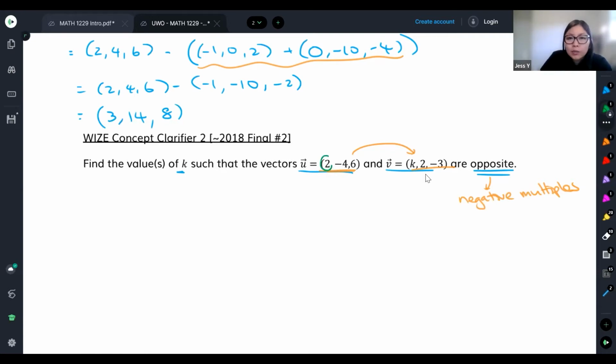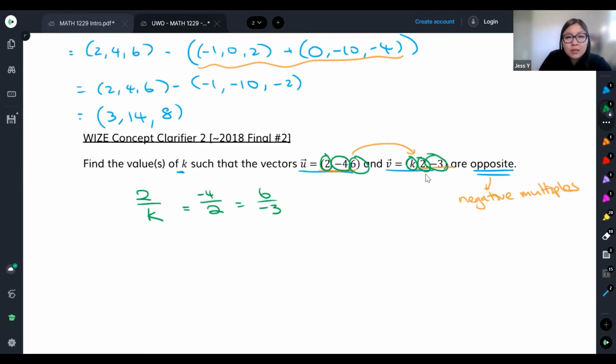You're going to take each of the components and divide them. Okay. So we know that 2 over k has to equal negative 4 over 2, which has to equal 6 over negative 3. Because if they have to be some kind of scalar multiples, some multiples of each other, if you divide these numbers, we should get the same number, okay? That's the whole point with opposites or collinear. Take the numbers and divide them.